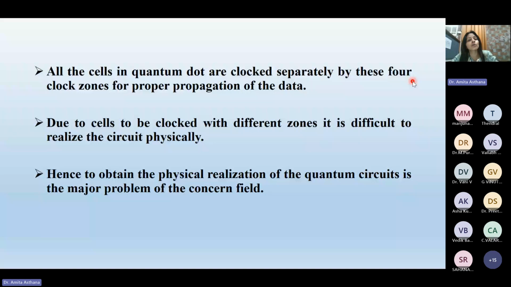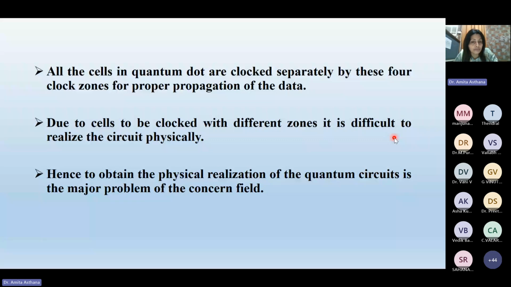So it is difficult to design, and it is also challenging to design any circuit with different clock zones. But we can do it if we can do proper sectioning and, beneath the substrate, give them a supply; then this can be possible for any quantum circuit. Now the cells are to be clocked with different zones, and hence the circuit realization is a bit difficult as far as quantum circuits are concerned.